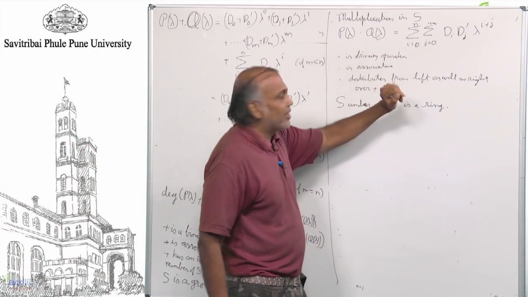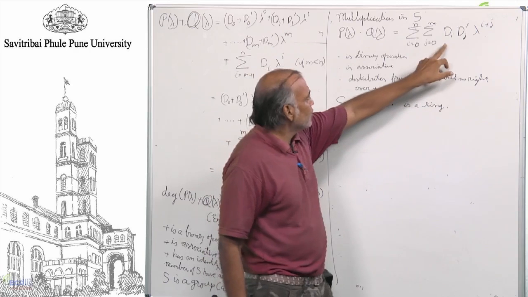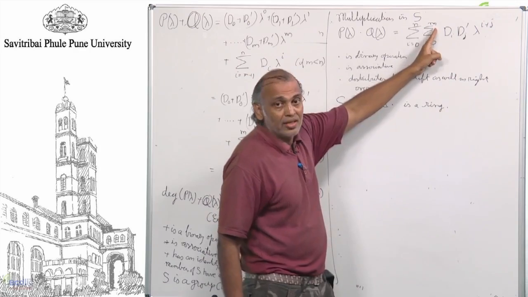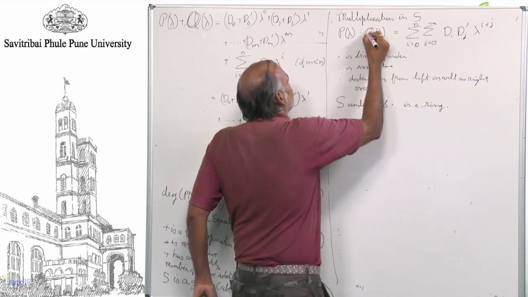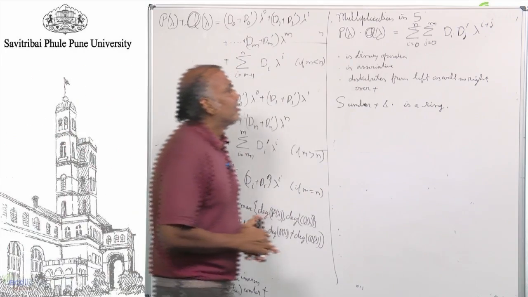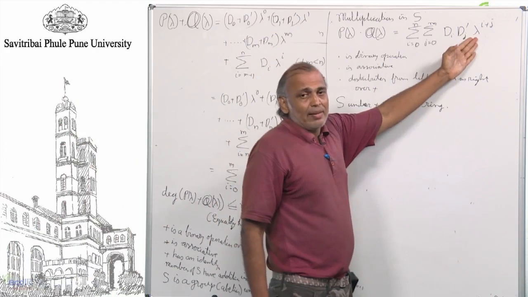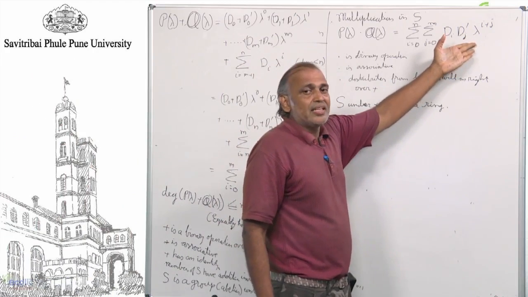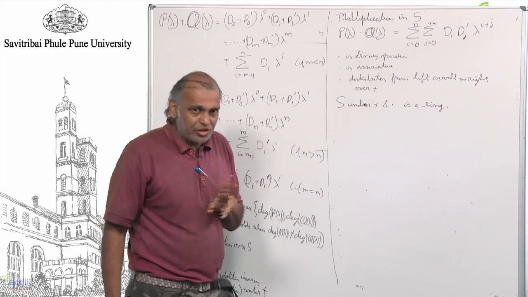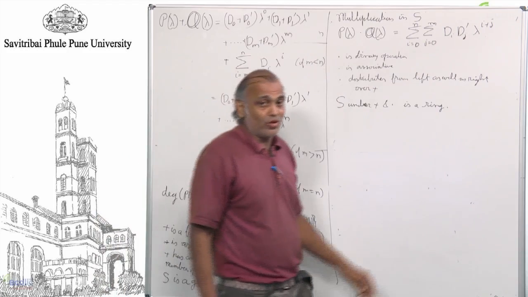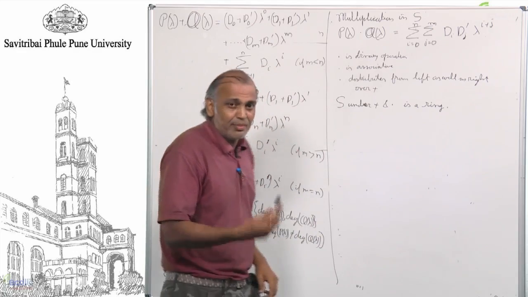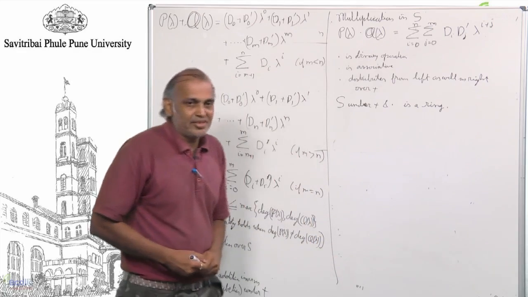P of lambda and Q of lambda, let me assume they are non-zero. The degree of P is n and the degree of Q is m. Should be careful, you should say Q of lambda here. Amongst the powers of lambda which are listed here, the highest one is m plus n. Let us see what happens to that coefficient. The coefficient of that power will be d_n d_m dash.